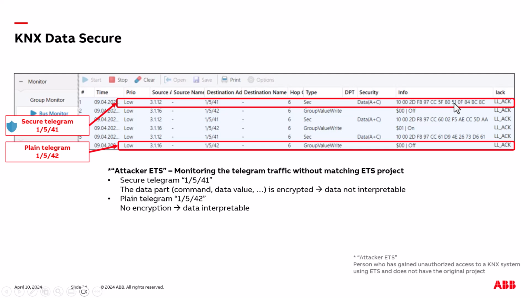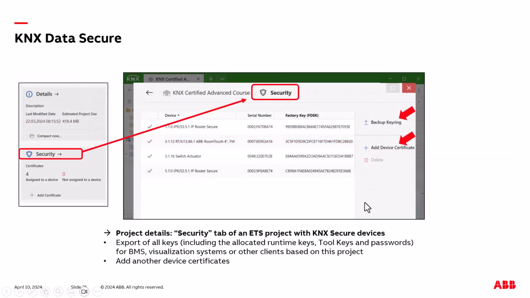The other telegram, sorry, the 3116, this is a plain telegram. Remember, it can be, for example, the status 1542. You see here, we see the command group value right, and we see here our useful data, which is the 0. So this is here the difference when someone attacks our installation with his address. A secure telegram, no idea what it is, but a plain telegram, he can still see the values.